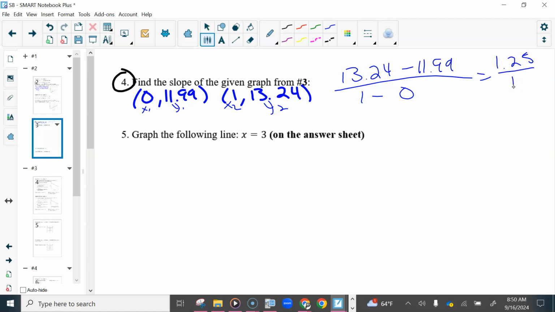So it doesn't ask us to find this, but if it asks us to describe this, we could say this is the cost per song downloaded. So for every song, it costs $1.25. Every song that he downloads, it costs $1.25. Questions on that one?